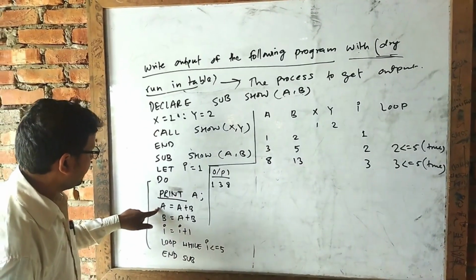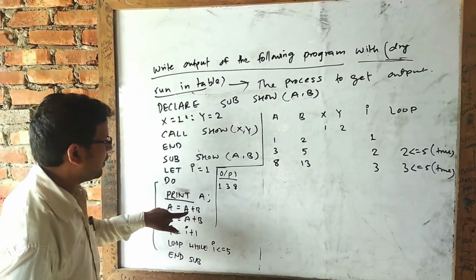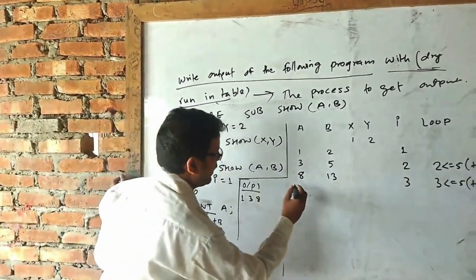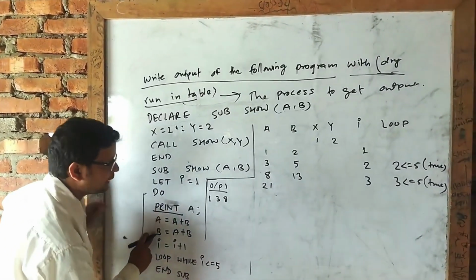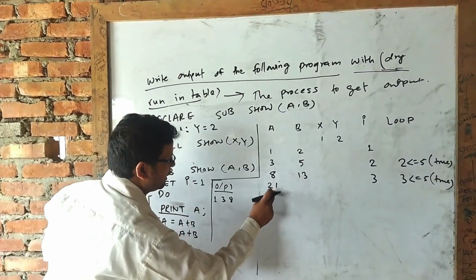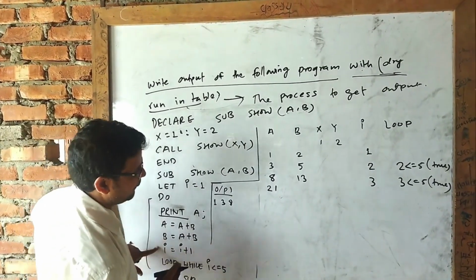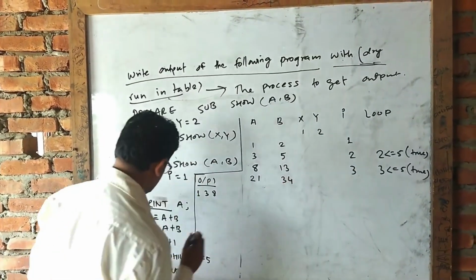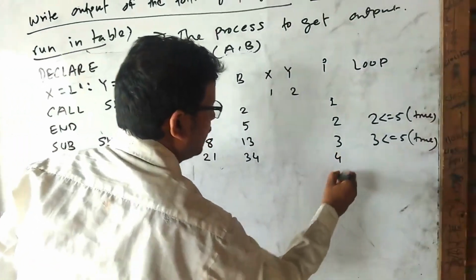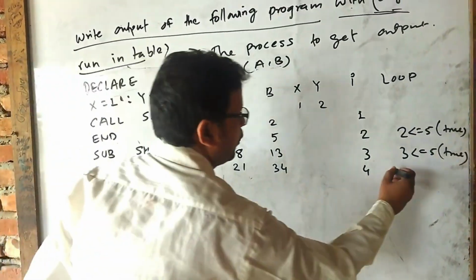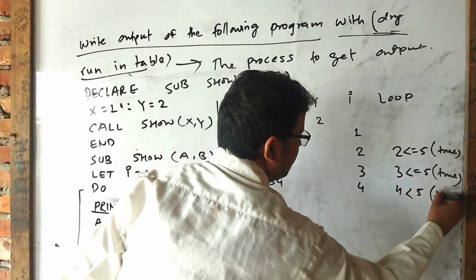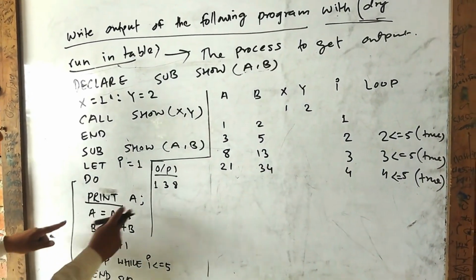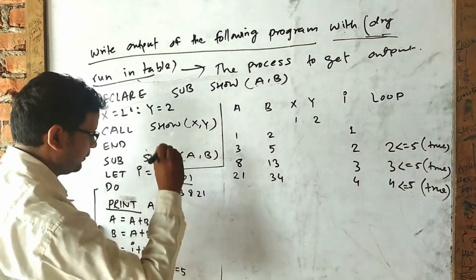After that, A equal to A plus B means 8 plus 13. That means 21. The value of A is 21 and B is 13 plus 21, which means 34. So you can write here 34. I equal to 3 plus 1, 4. And then in the loop, 4 is less than or equal to 5. This condition is also true. So the loop runs again. Then print A. A means what? 21. So here you can write 21.